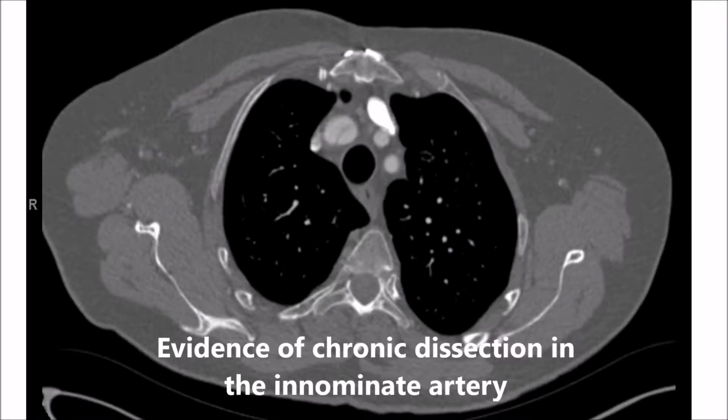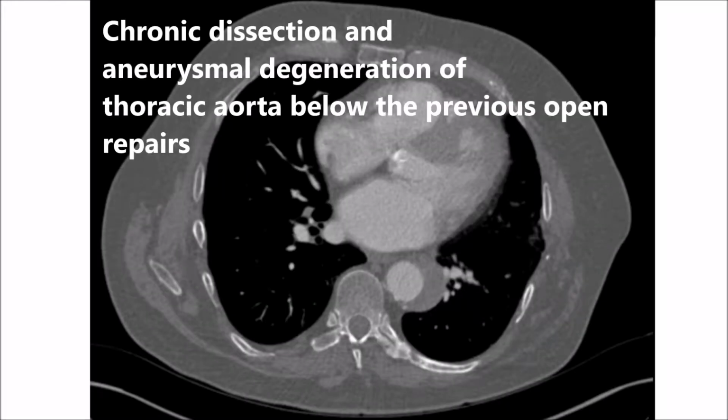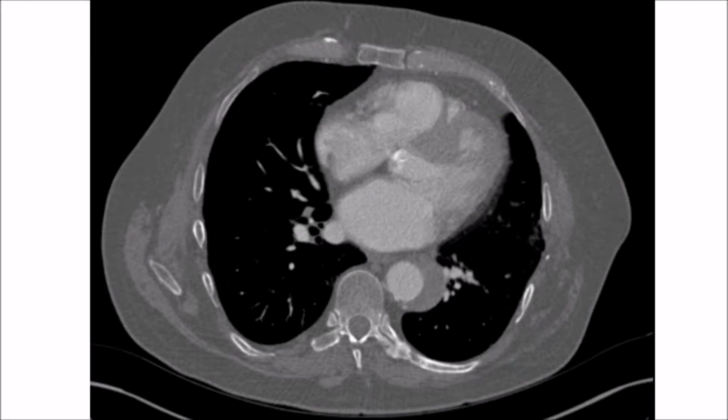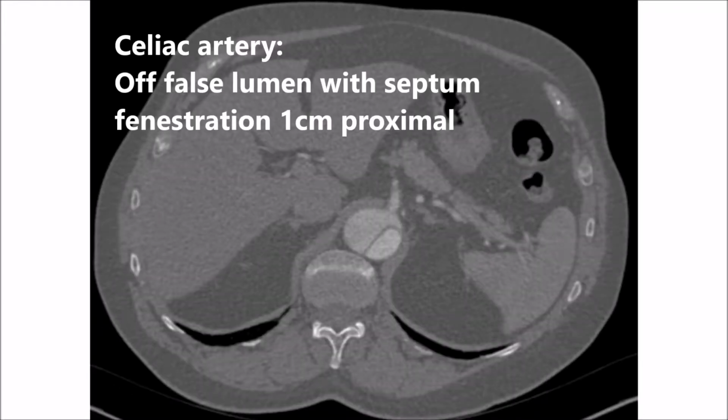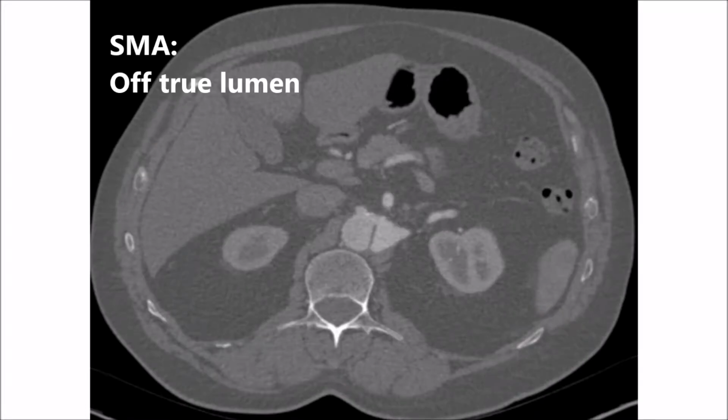His preoperative CT angiogram shows evidence of chronic dissection extending up into the innominate artery. As we scroll down, there is chronic dissection and aneurysmal degeneration of the thoracic aorta below his previous repairs. The maximal aortic diameter in the descending thoracic aorta is 6.3 centimeters. The celiac artery comes off of the false lumen. There is a septum fenestration 1 centimeter proximal to the orifice.